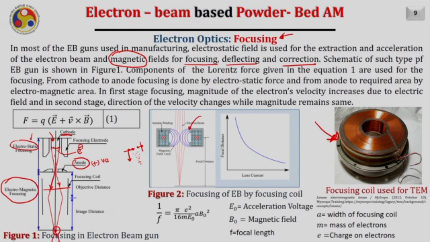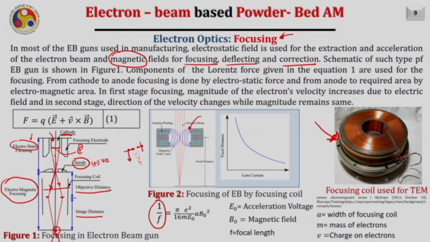The point from where they are going to diverge and attain the maximum diameter is called the object distance of the optics, and the point from where the electrons converge till the focusing point, where the diameter is minimum, is called the image distance. Typically, this focal length is given by this formula, which says 1/f = (π e² / 16 m e₀) a B₀².